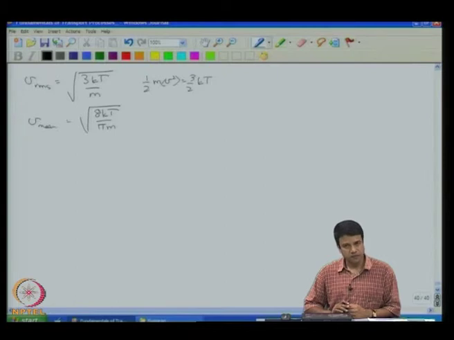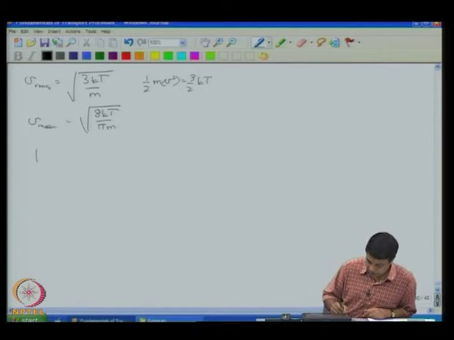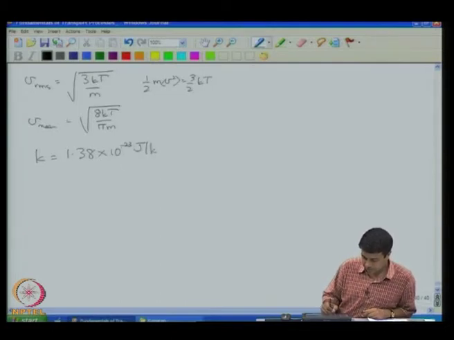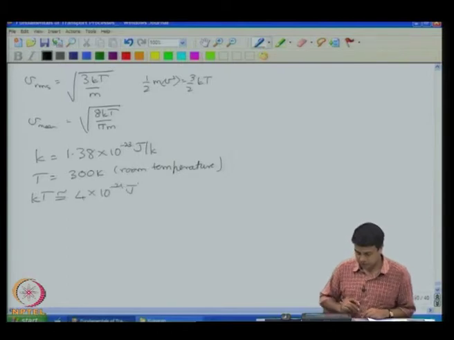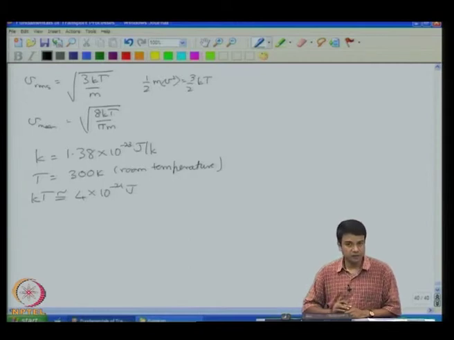So, what is the root mean square velocity for normal gases? Let us try to estimate that. k is approximately 1.38 times 10 power minus 23 joules per Kelvin. If we take T as approximately 300 Kelvin at room temperature, then kT will be approximately 4 into 10 power minus 21 joules. That is an estimate of the energy scale in the system at room temperature.